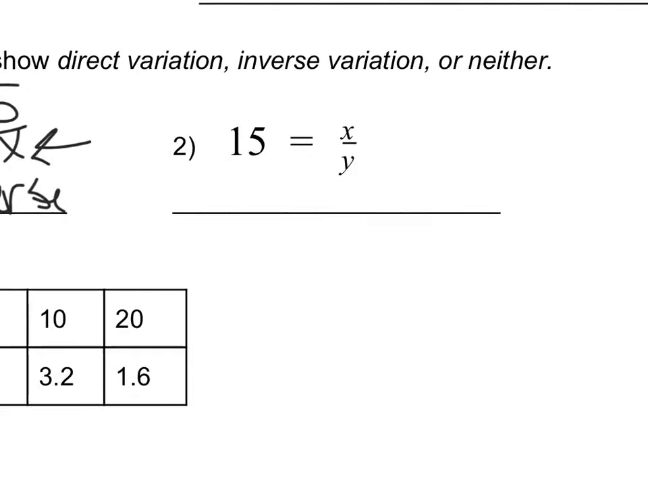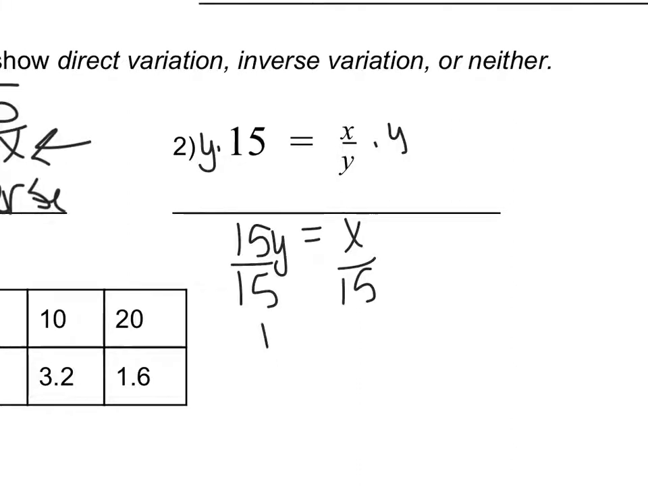And then on the next one, again, we got to get y by itself. So this one, we're going to multiply both sides by y, and I get 15y equals x. And then I need to divide both sides by 15. Y equals x over 15. Well, x is in the numerator, which means that it is direct.